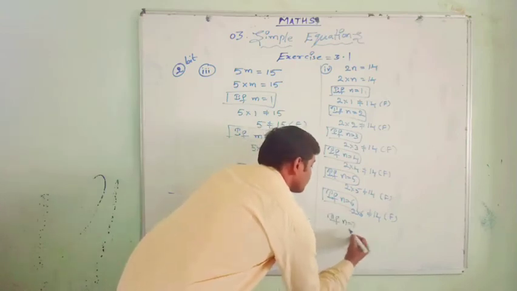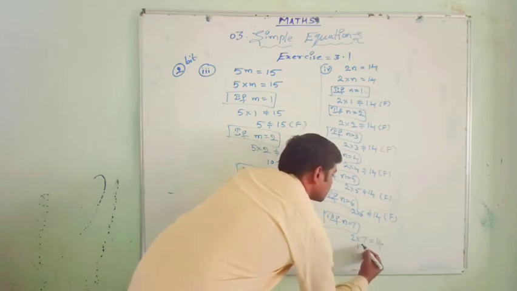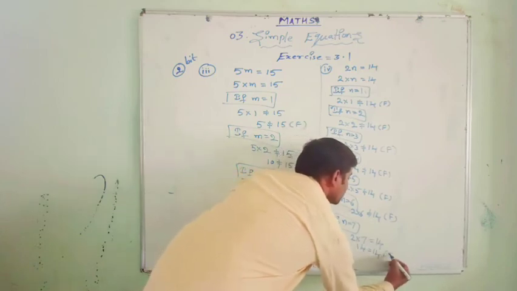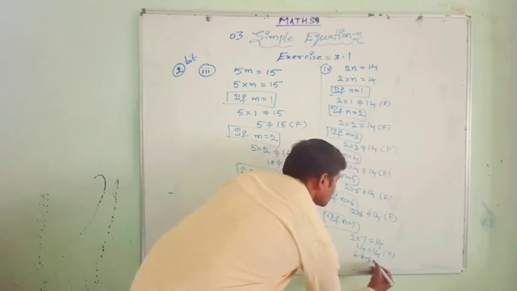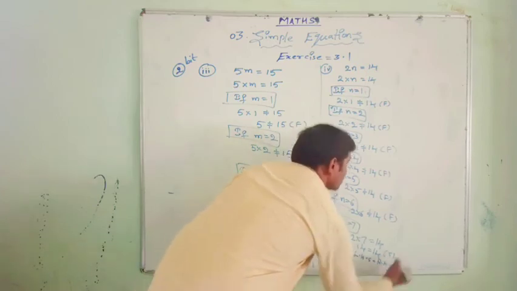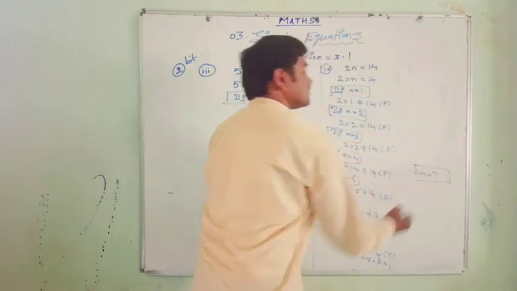If n equal to 7, 2 into 7, yes, it is equal to 14. That is 14 equal to 14. It is a true statement. Here LHS is equal to RHS. Hence, therefore, n equal to 7.